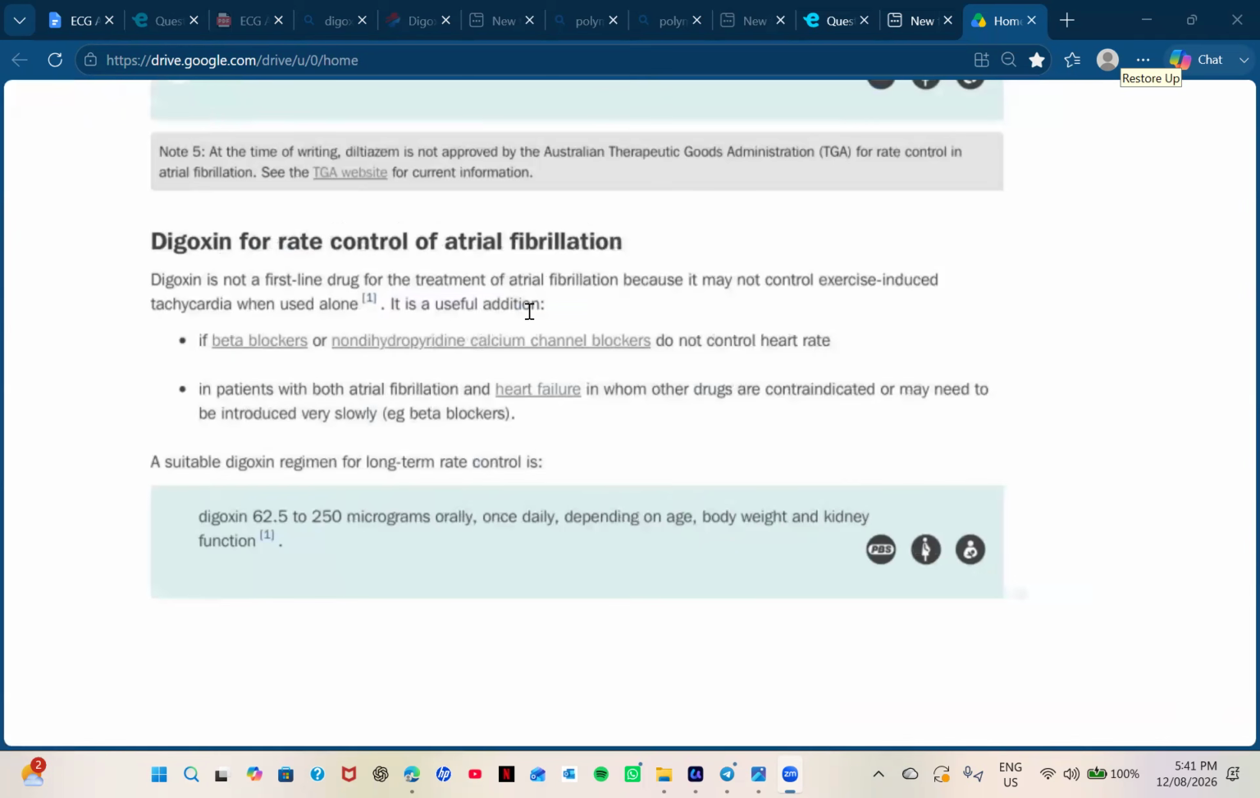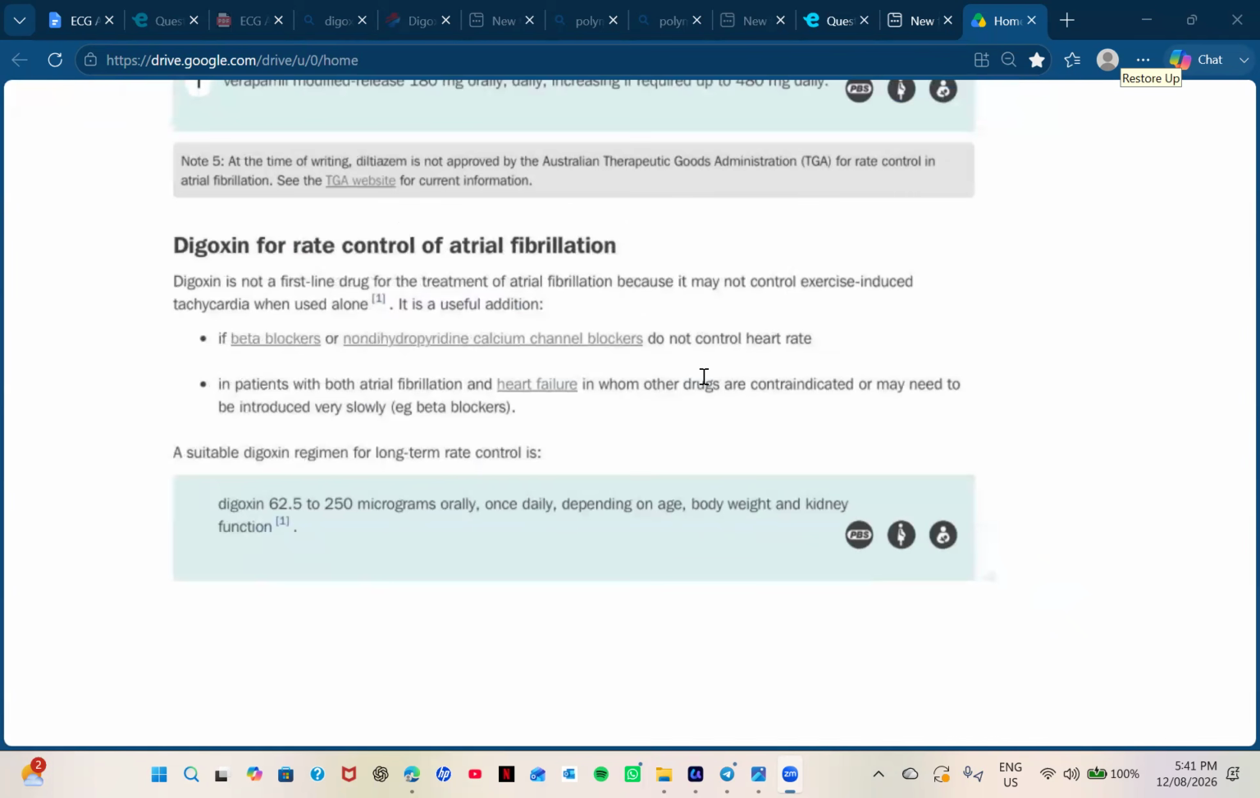It's not a first-line drug for the treatment of AFib, because it may not control exercise-induced tachycardia when you are alone. If beta blockers or calcium channel blockers do not control heart rate in a patient with both atrial fibrillation and heart failure, where other drugs are contraindicated, it may need to be introduced very slowly. In that case, we can add digoxin to the beta blockers.